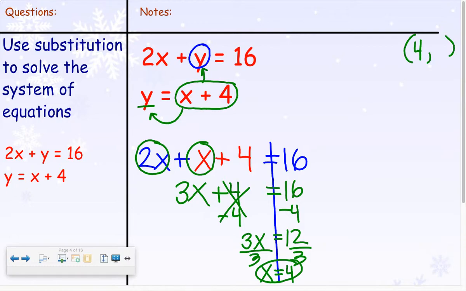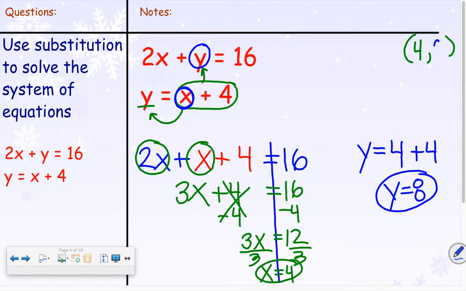So now I'm going to take that 4 and plug it into x in one of my original equations. Once again, I like to plug it into my circle because I think that's the easiest one to solve. So y equals, instead of this x, I'm going to put a 4 and then plus 4. So 4 plus 4 is 8. So if I graphed those two equations, they would intersect at the coordinate point 4, 8.